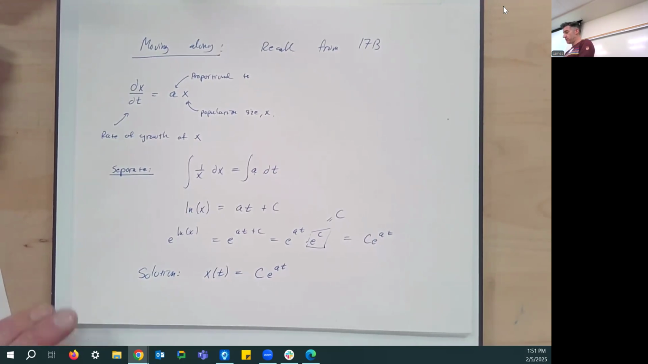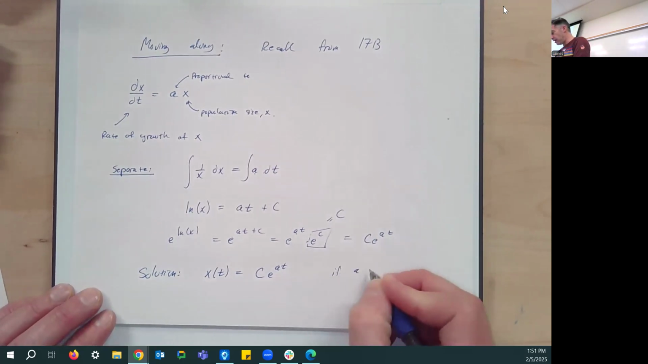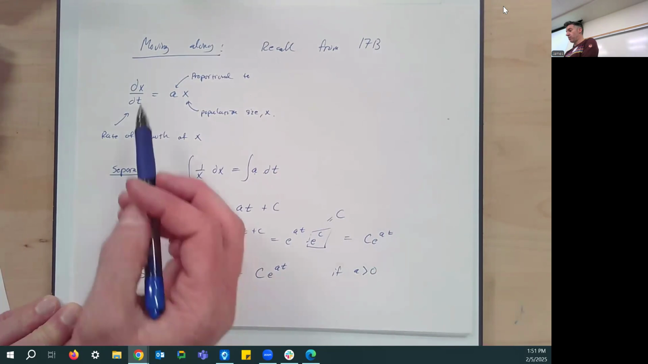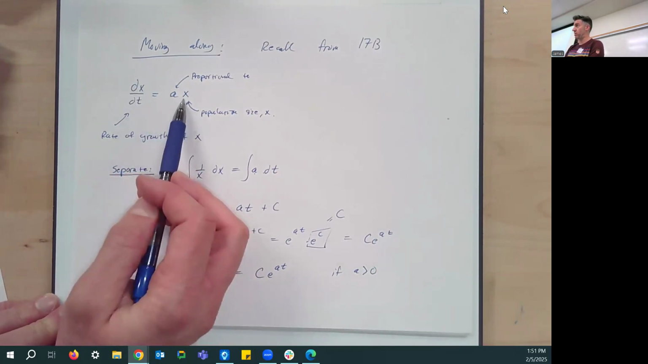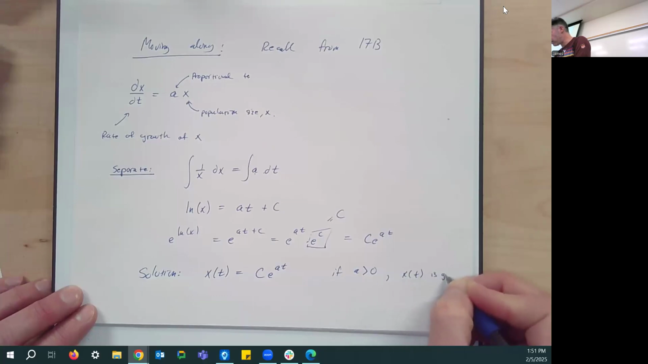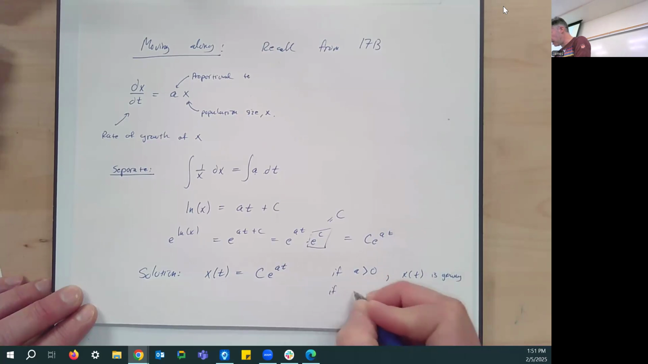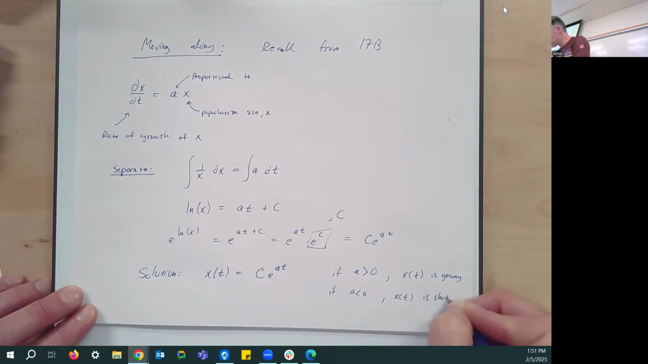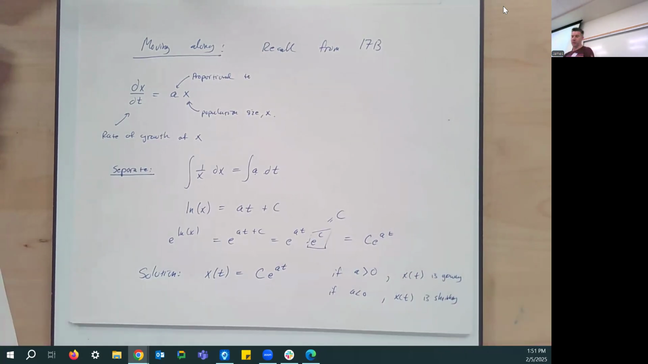I will point out that if a is greater than 0, the population is growing, right? Because the rate of growth is a positive multiple of the population size. So if a is positive, x of t is growing. And if a is negative, x of t is shrinking. Population grows, population decreases. Okay. So we're going to keep that in the back of our mind when we talk about how we're going to solve this next sort of thing.